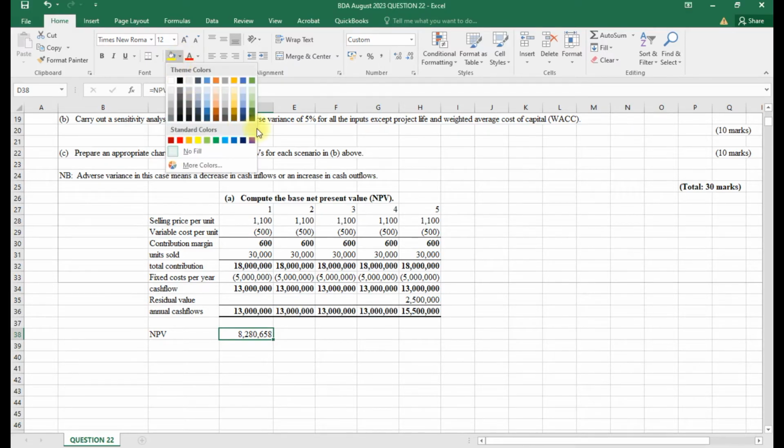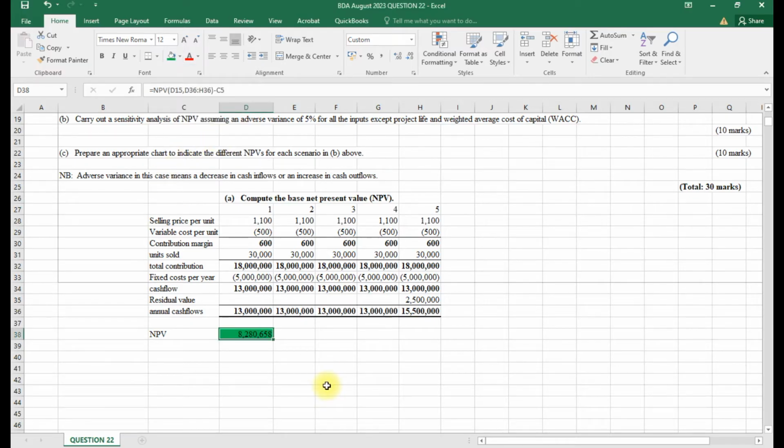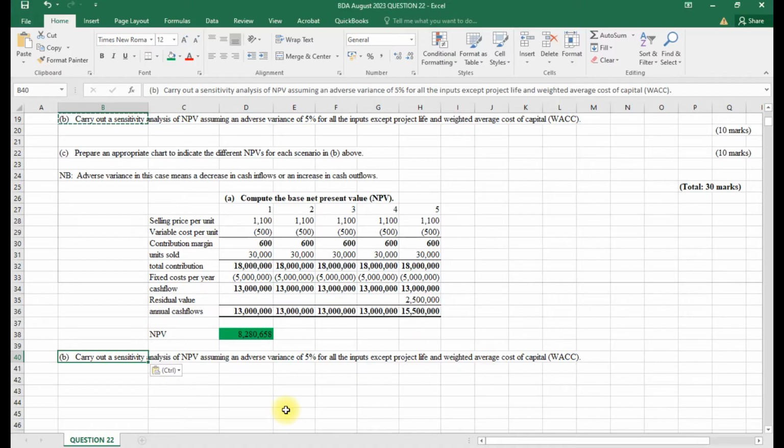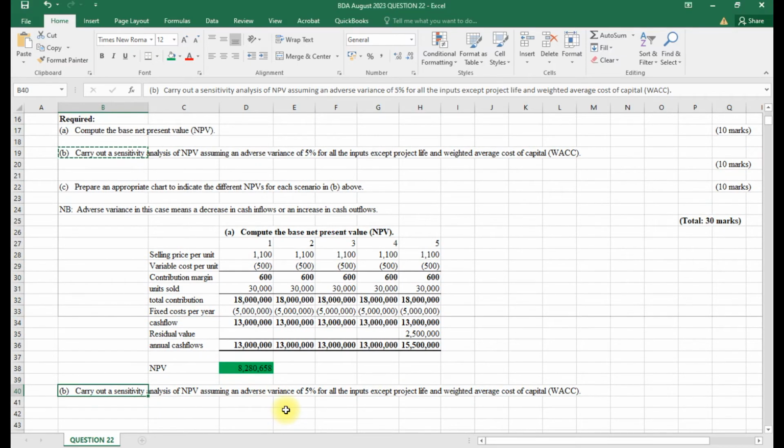You can use a different color to show my base case NPV. So we are done getting the base case NPV. Now we go to the second part where we need to carry out sensitivity analysis. Part 2 is we carry out sensitivity analysis assuming an adverse variance of 5% of all the inputs.